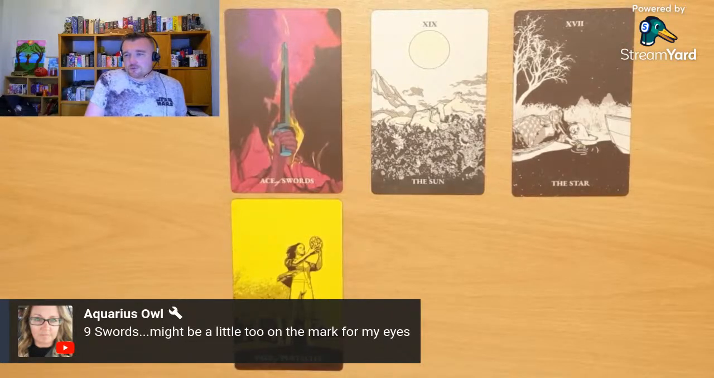Nine of Swords for Debbie. Might be a little too on the mark for my eyes. Right, okay, fair enough. But this is the thing, right? The Nine of Swords is a powerful, powerful force, and sometimes it's going against us. But also sometimes if we can channel it, it can work for us. So that Nine of Swords is a bit of a double-edged sword.